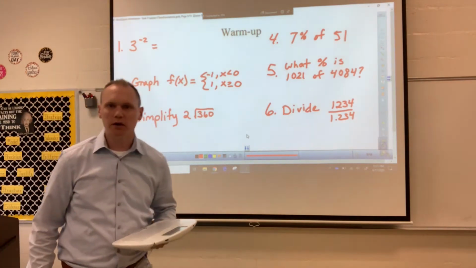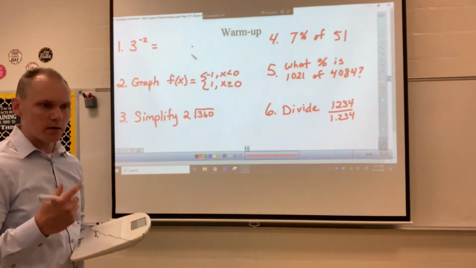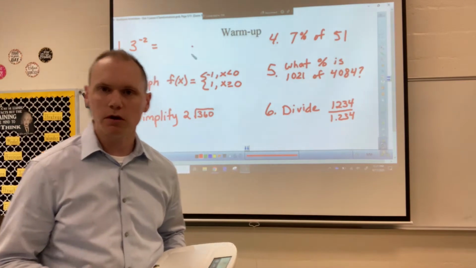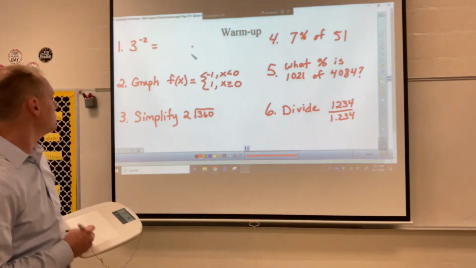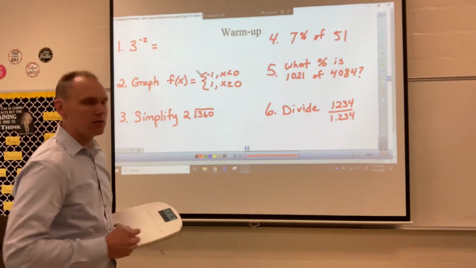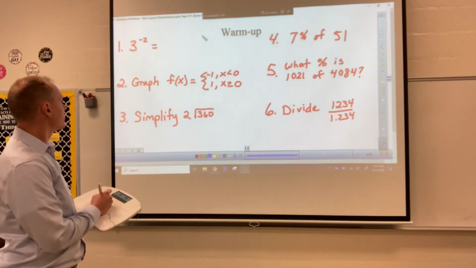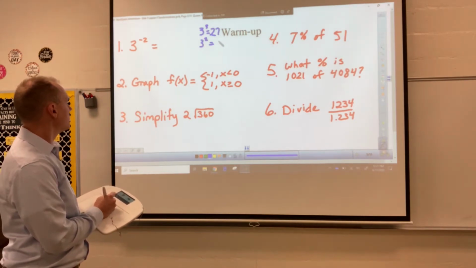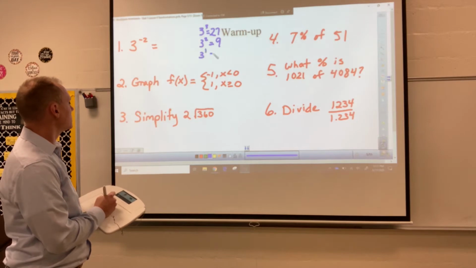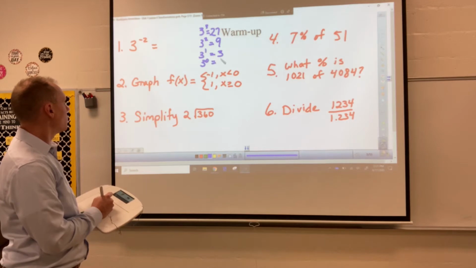3 to the negative second power. We have worked with positive integers. We've worked with 0. We saw negative 1 in our last video. But with a negative 2 as an exponent, let's see what the process there is. So let's take a look again at the pattern here with 3 this time. So 3 cubed is 27. 3 squared is 9. 3 to the first is 3. 3 to the 0 is 1.